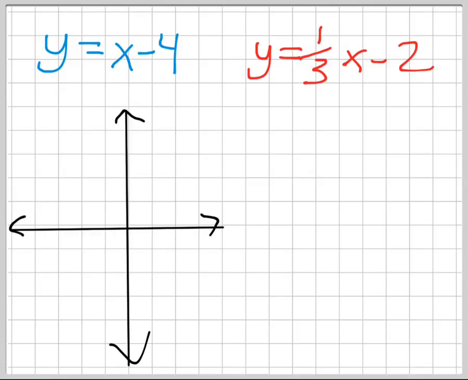All right, let's try another one on a new graph. Graph both of those on a new graph and see if you can find an xy coordinate that solves both of these equations, or that satisfies both of these.